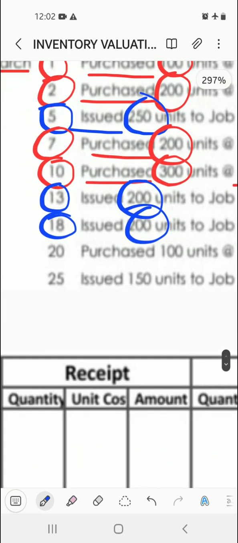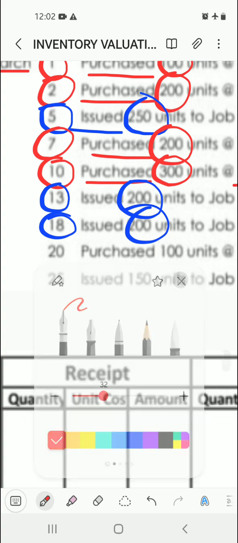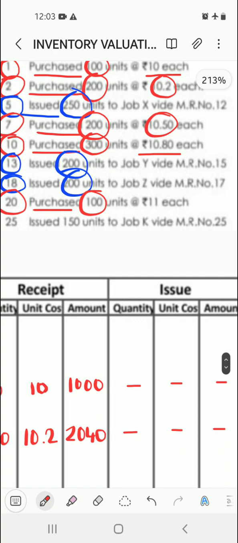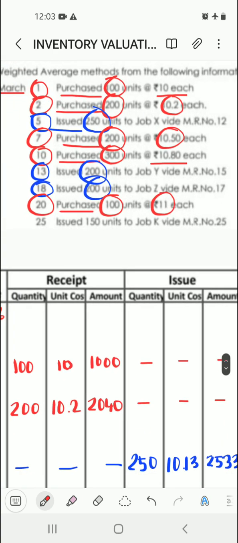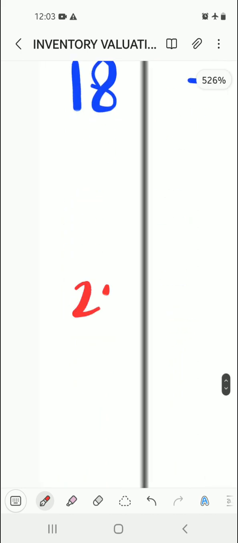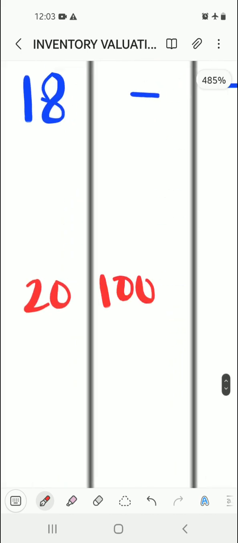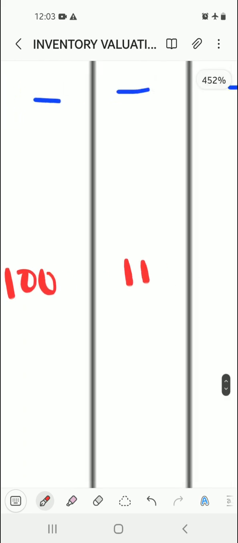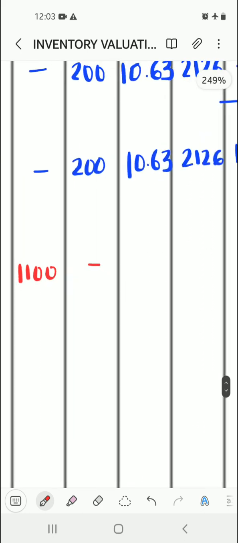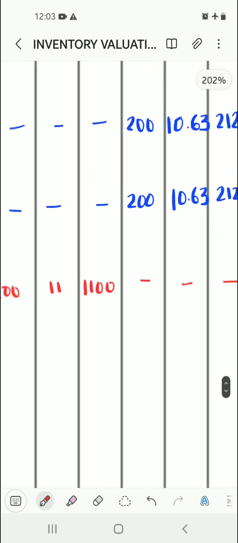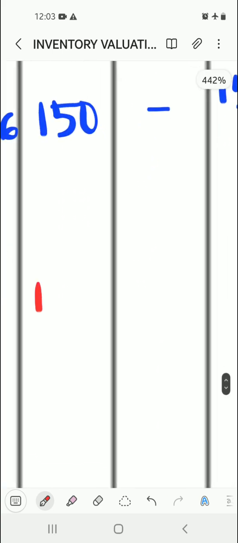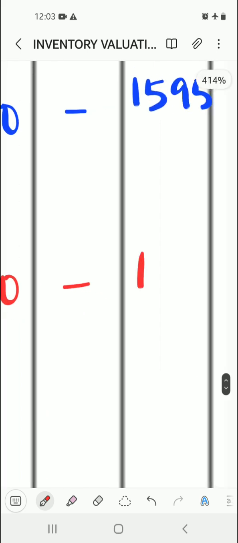Now March 20, there has been a purchase of 100 units for 11 rupees. So 20, 100 units, unit cost 11. So 11 into 100, 1100. No issues on this date. We are going to add this to our balance, that is 100 and 1100.